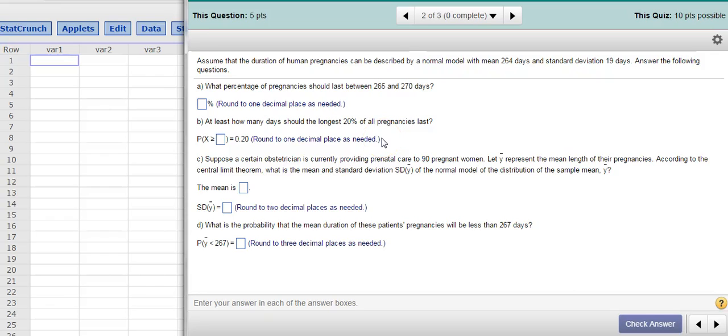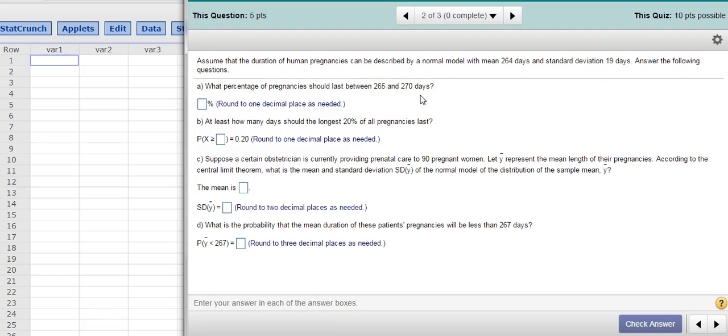In this video, I'm going to show you an example about sampling distribution for the mean, for sample mean. So let's look at a classical question like in Stats 211. This question says that assume that the duration of human pregnancies can be described by a normal model with mean 264 days and standard deviation 19 days. And what percent of pregnancies should last between 265 and 270?